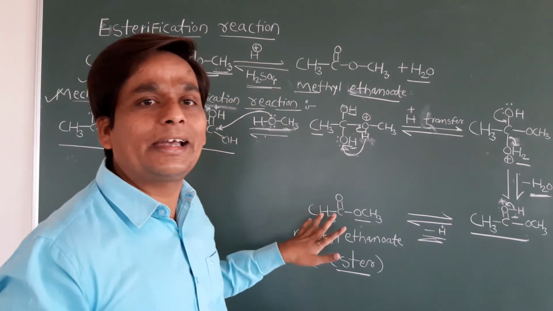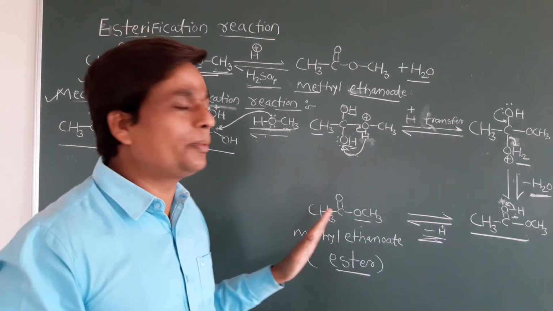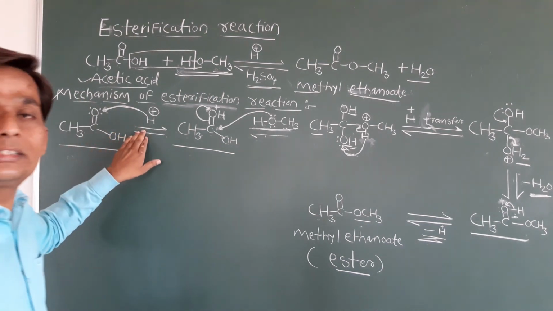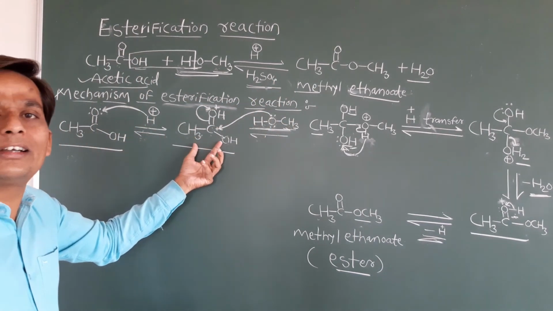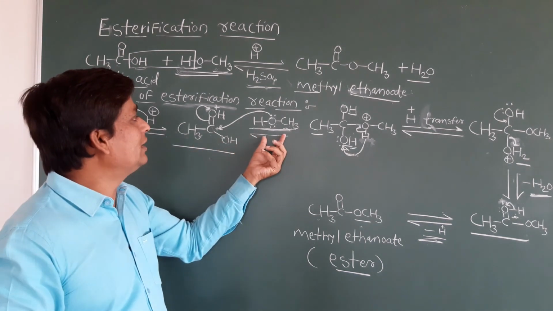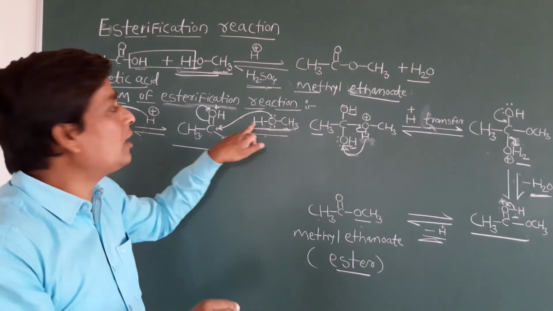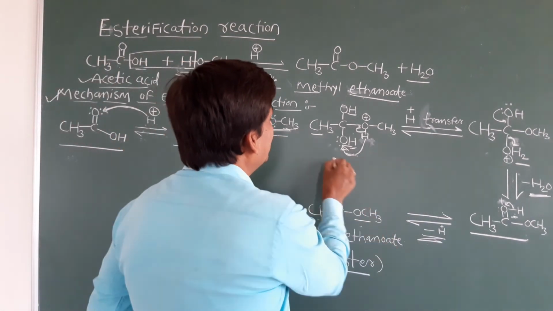So this is the mechanism. Once again I will revise. Just see the mechanism of esterification. Here I have taken the acetic acid. Here protonation takes place. This H plus comes from the sulfuric acid. So here we get a protonated carboxylic acid. Now in the second step, whatever methyl alcohol I have taken will attack this carbon. So here we get one tetrahedral intermediate structure.